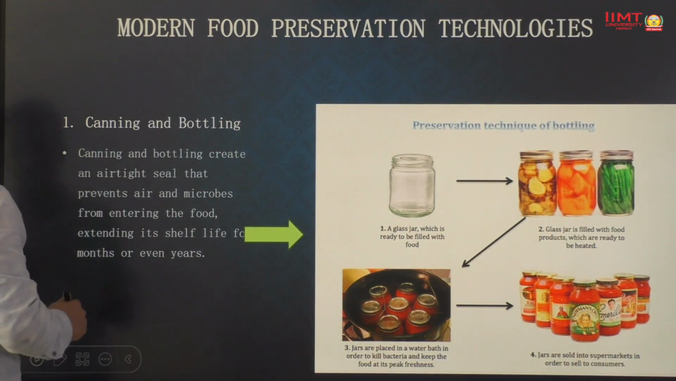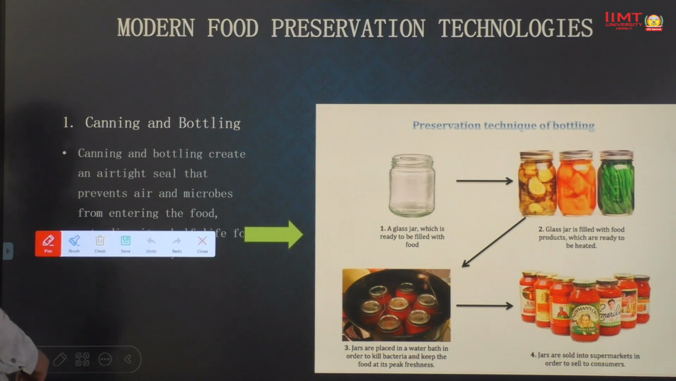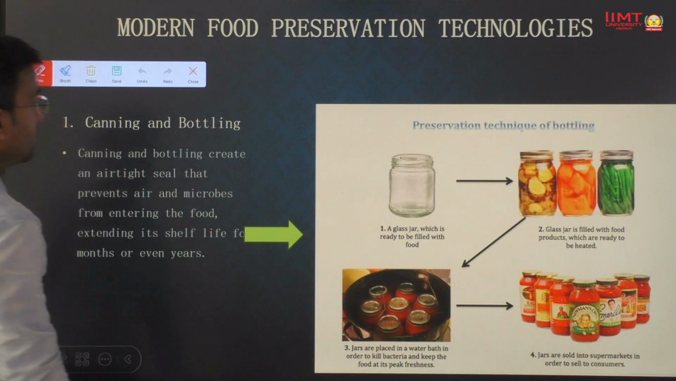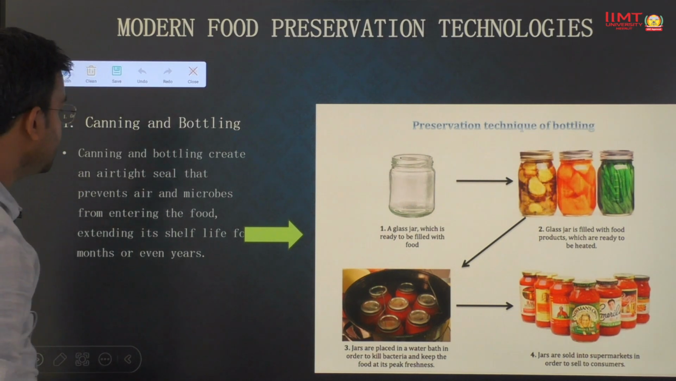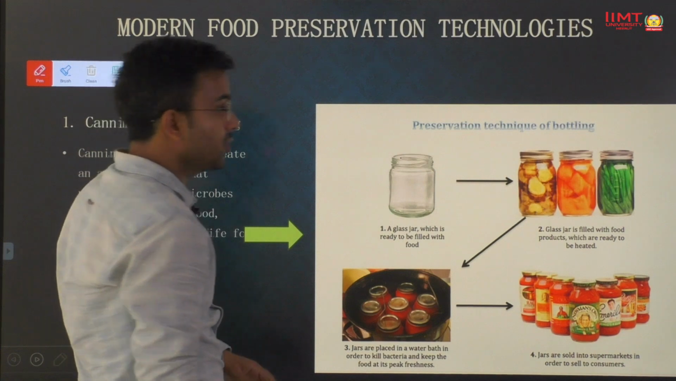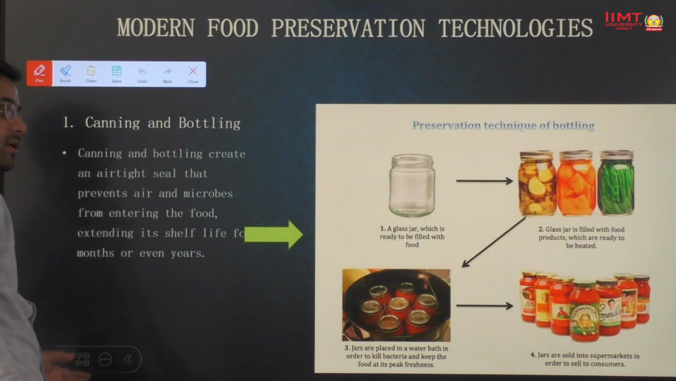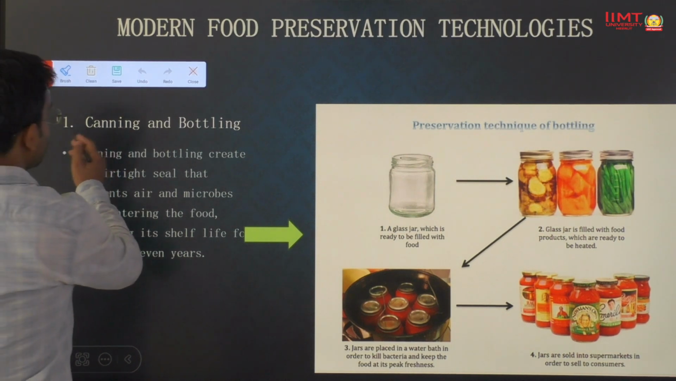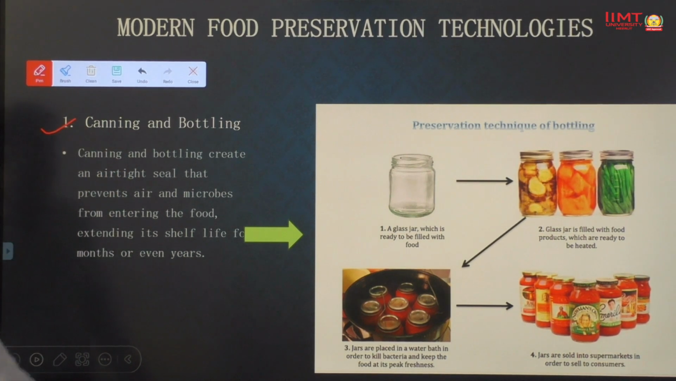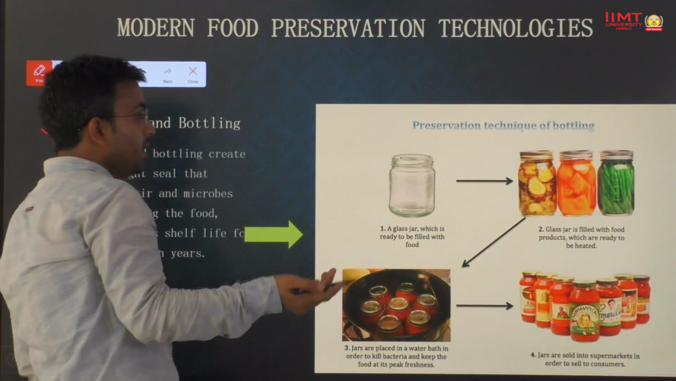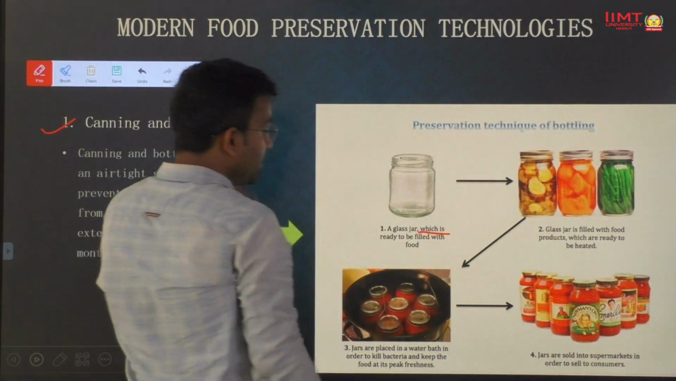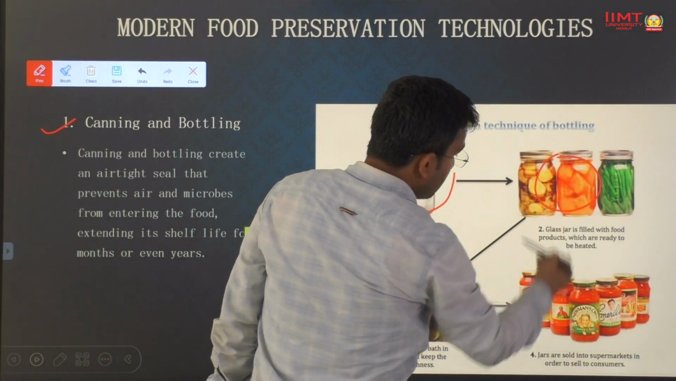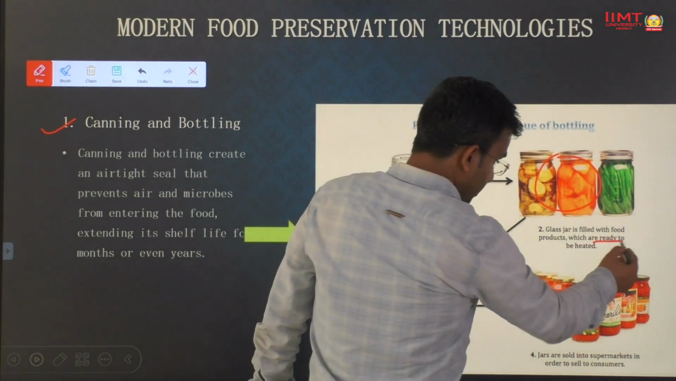Here are some modern preservation techniques and technologies. Nowadays we are aware of the technologies and advancement in several sectors, not only in food but in every sector. First is canning and bottling. We know about canning and bottling: how a glass jar is ready to be filled with food. Take a glass and fill it with food items which have already been heated.